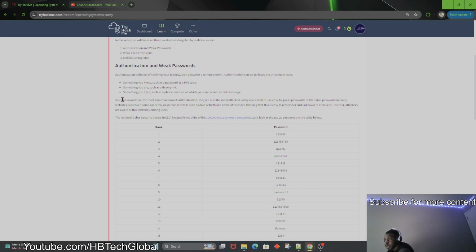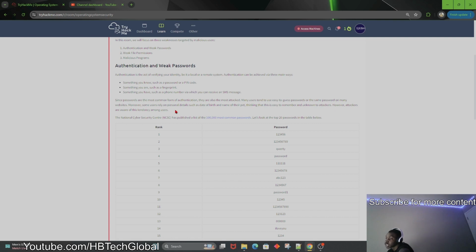Since passwords are the most common form of authentication, they are also the most attacked. Many users tend to use an easy to guess password or the same password on many websites. Moreover, some users rely on personal details such as date of birth or the name of their pets, thinking this is an easy way to remember and unknown to hackers. However, attackers are aware of these tendencies among users, which is true.